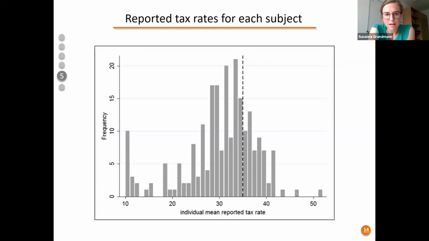Still, it's also important to mention that even if a subject has a mean reported tax rate of 35%, which would be statistically expected, that doesn't mean that they were entirely honest, because maybe they reported wrong tax rates for a certain task. But still, there is a certain amount of honesty.